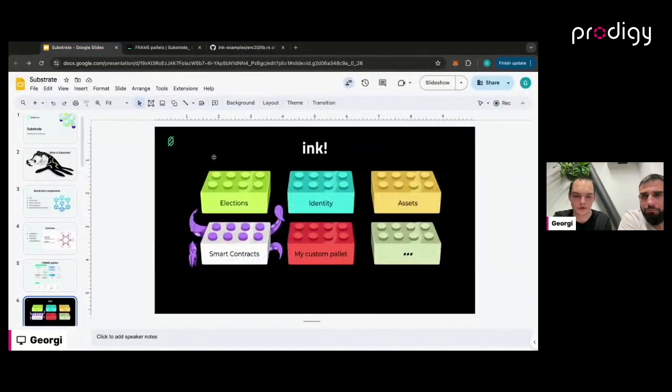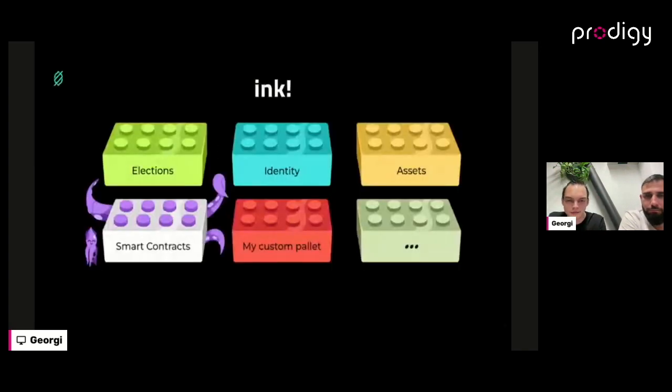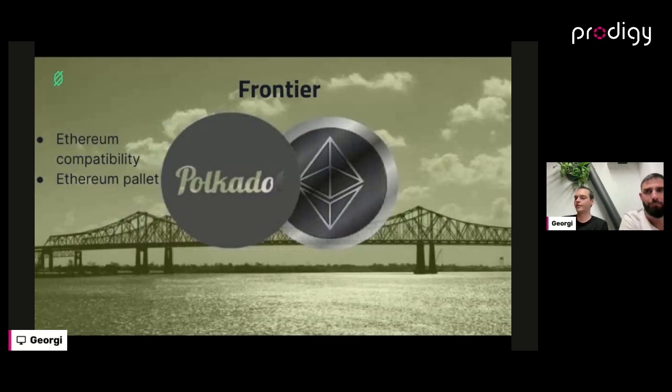Okay, so back to the presentation we go. The next big thing I want to talk about a bit is Frontier. Frontier is the bridge to Ethereum. It is the only type of compatibility layer that's currently available for the Polkadot ecosystem. You need to implement a couple of packages to make this work. I think it's not only the Ethereum pallet, but also the EVM pallet. And what this allows you is access to all the Ethereum RPC APIs.